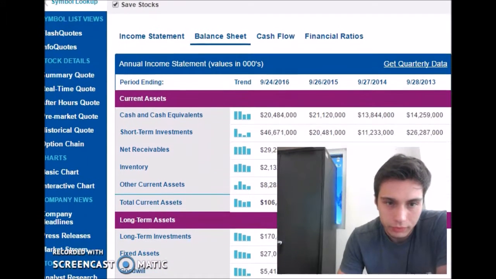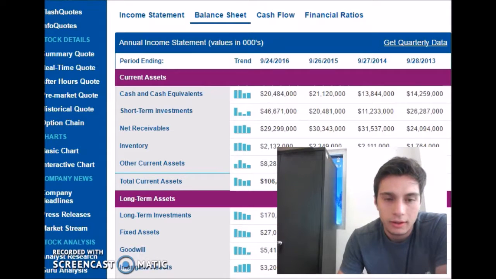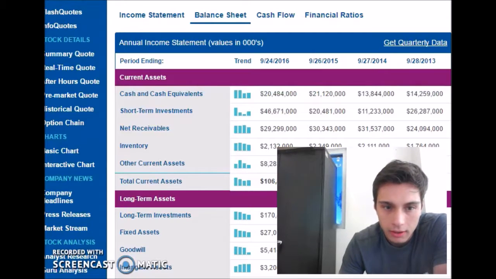For example, we have the current assets in the cash and cash equivalents. Apple now has $20,484,000. That's like $700,000 less than last year. In short-term investments, now Apple has more than 26 million more than last year. Inventory is also a little bit lower. Net receivables is lower by 29 million, and other current assets are like $7 million lower than last year's.